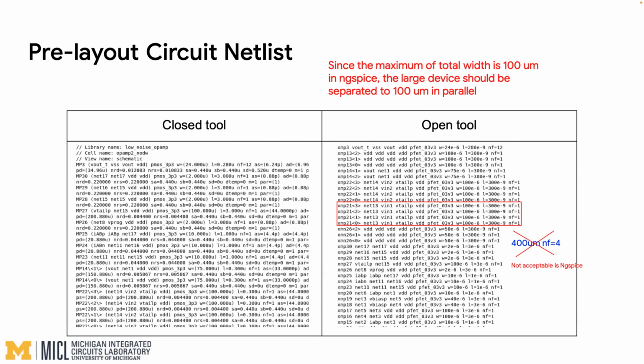So if you use a large device in the Opamp, beyond 100 micro, you have to put those devices in parallel. In ngSpice, if you have a line with 4 micrometer and with finger equals 4, that will give you some error messages. ngSpice will show you something happens in this line.